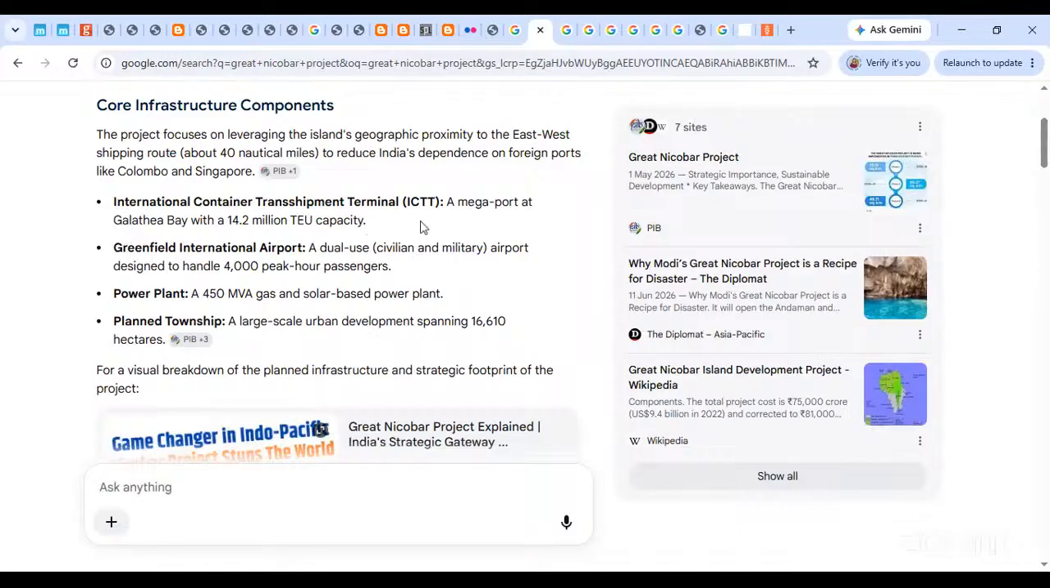What we are essentially trying to do in that project is build an international container transshipment terminal, like Colombo or Singapore. We are also trying to have a greenfield international airport over there. Look at the capacity of that airport: we are trying to handle 4,000 peak passengers. There is also a power plant and a township in planning. All right, now this is the Great Nicobar project, because clearly we are trying to use our advantage in the seas, based on the location of the Andaman and Nicobar Islands, to our benefit.